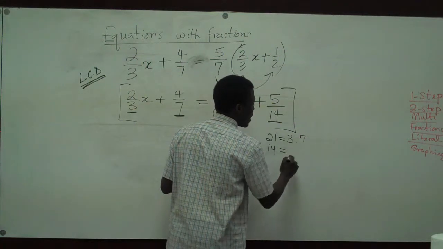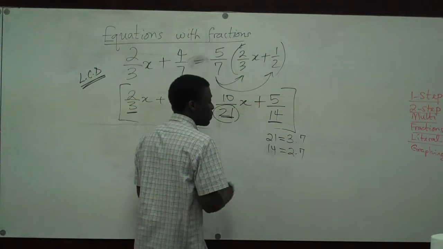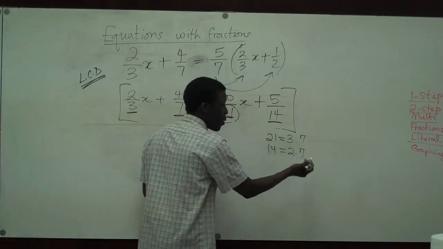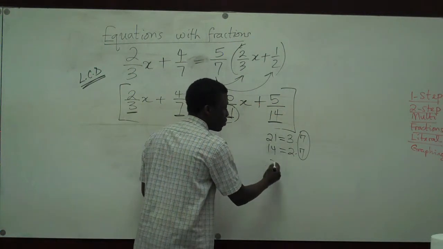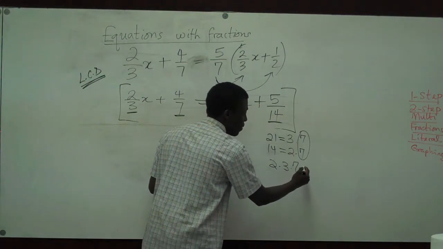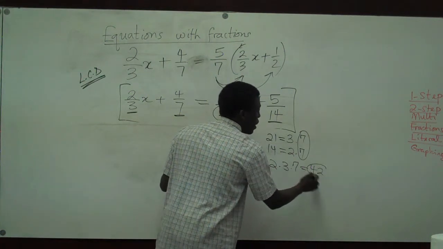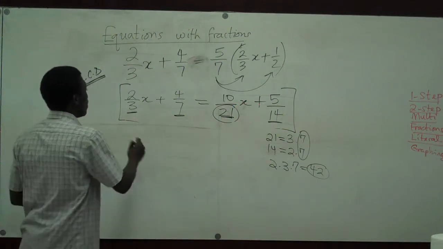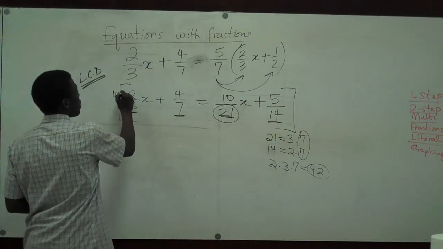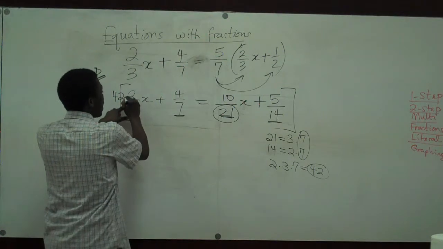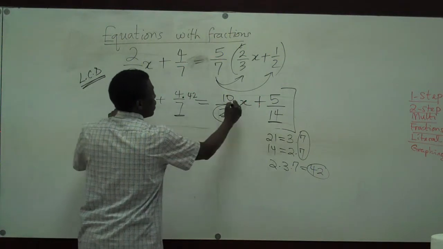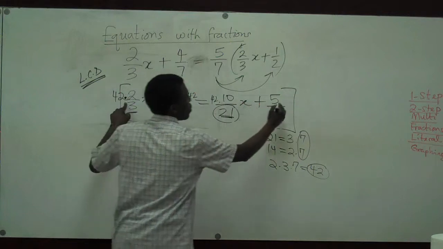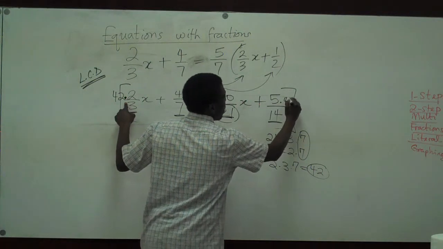So here we have 3 times 7, here we have 2 times 7, and so the lowest number would be, they both share 7s, so it's just 2 times 3 times 7. So you have 42. If I multiply everything by 42, it will sweep across everything. So let's go ahead and start. The first term gets multiplied by 42. The second term gets multiplied by 42. The third term gets multiplied by 42. And the fourth term gets multiplied by 42.